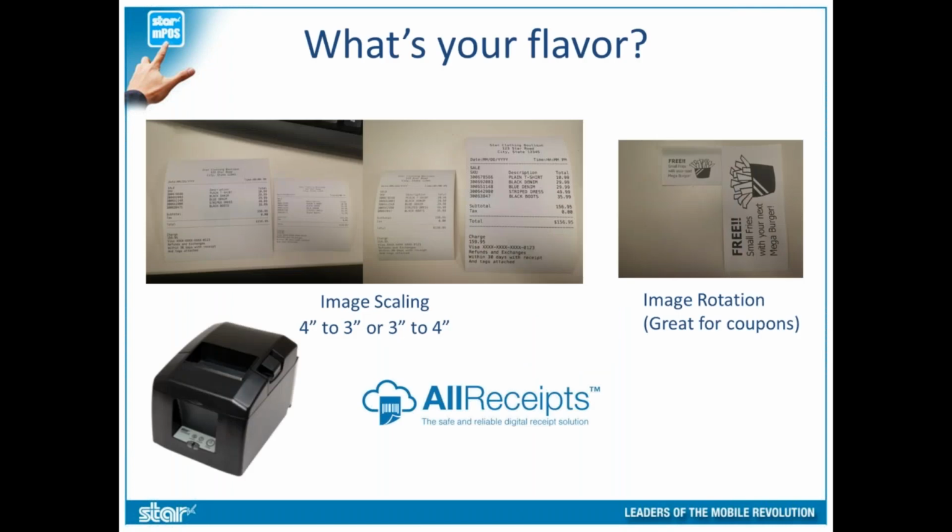In the traditional printing world, we have, for example, image scaling from 4 to 3, 3 to 4 inch prints. This is great for if you're looking to economize on paper or looking to add graphics. This is a great tool. There's also image rotation. If you want to start printing coupons, for example, this is a great way to get that done. We also have our digital receipt service, All Receipts, which in itself can be its own presentation, but we'll just say that this is a fantastic add-on to any type of digital printing solution. It is the way to go.